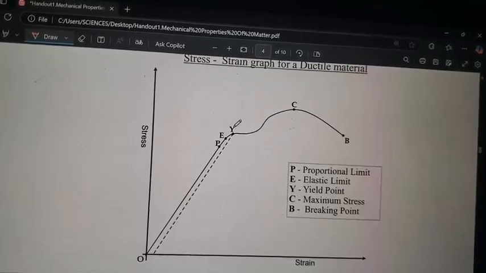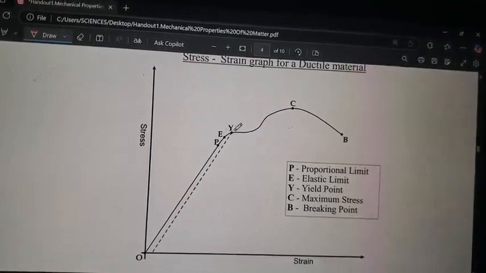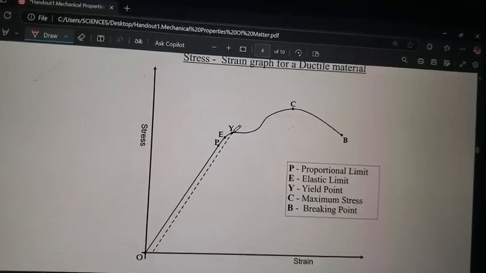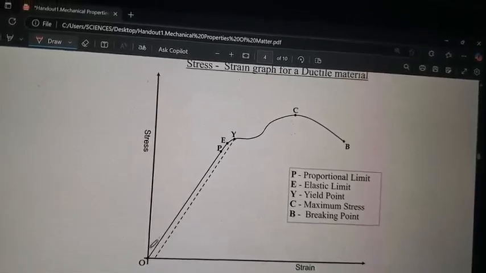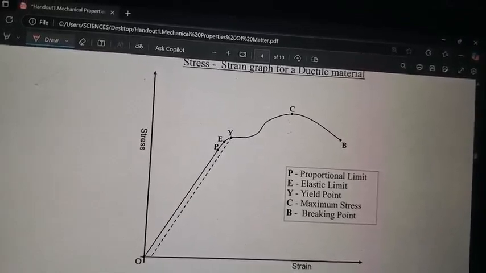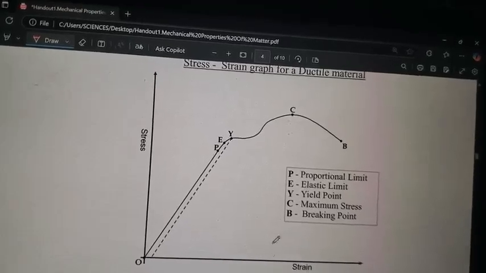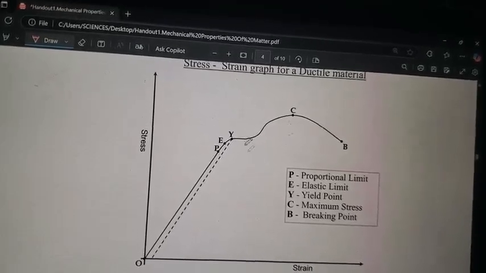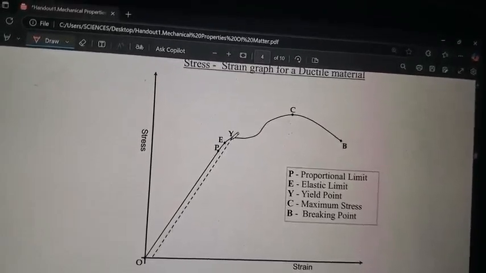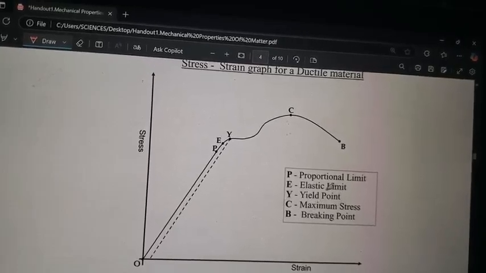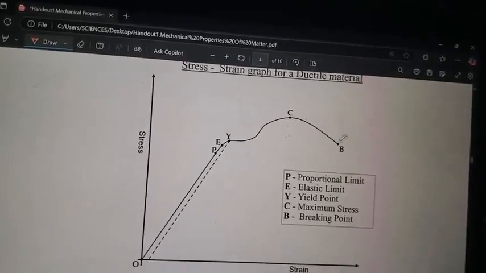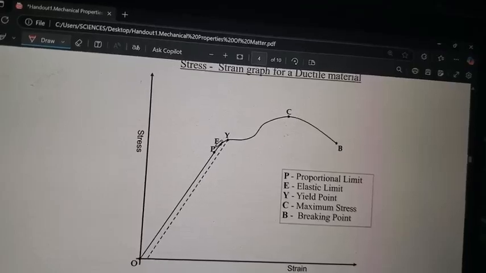Now, when reached to point Y, from E to Y, something now occurs. The material does not fully regain its original shape and size. Some extension, or some strain, now remains in the material. So the material is said to have undergone what they call plastic deformation. And point Y is referred to as the yielding point. So from E up to B, a material now undergoes what?